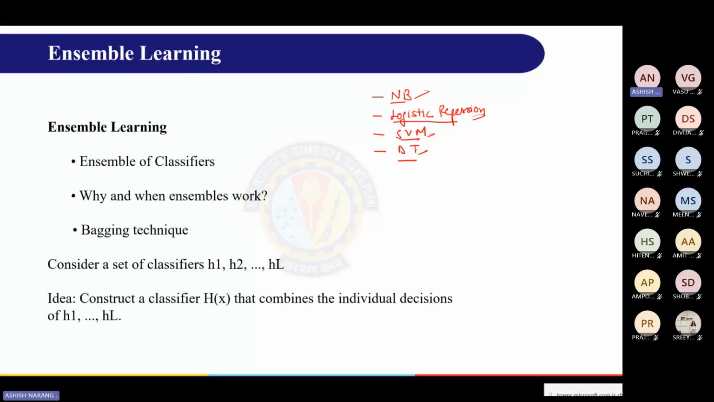Now different classifiers are there, and I am going to combine the results of each classifier so that I can get better results. That's the whole idea of ensemble learning.